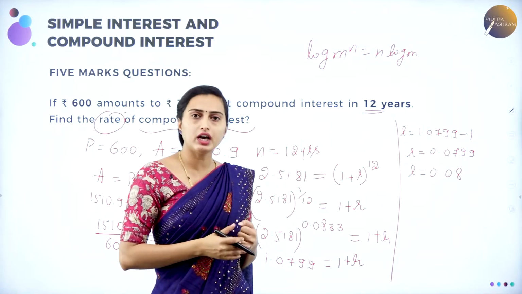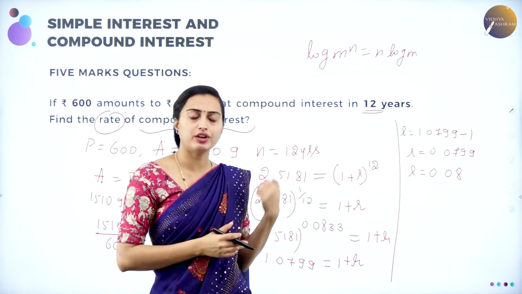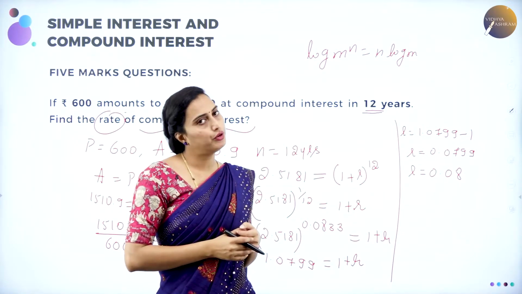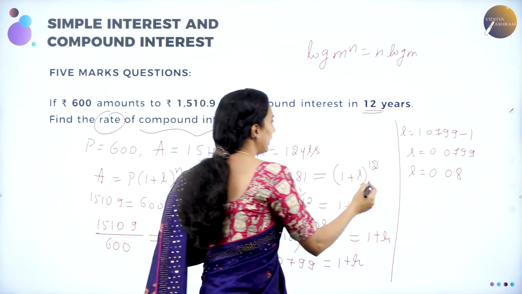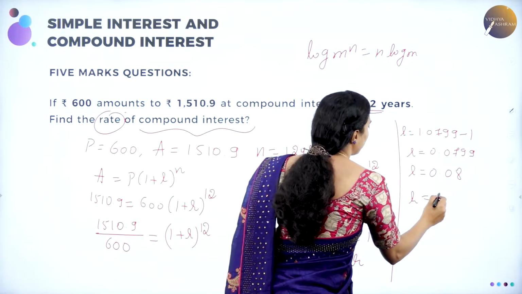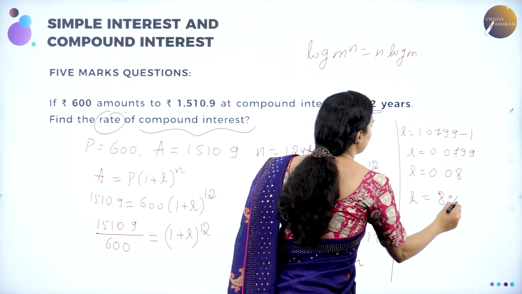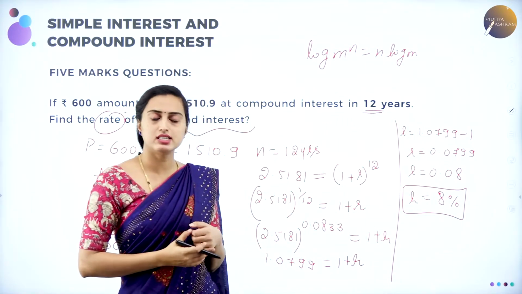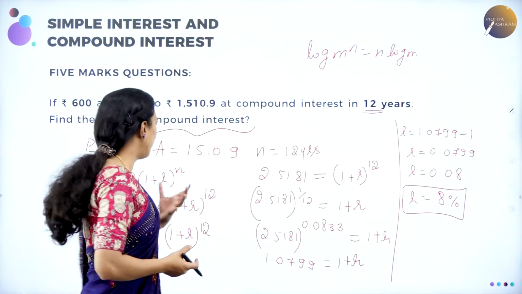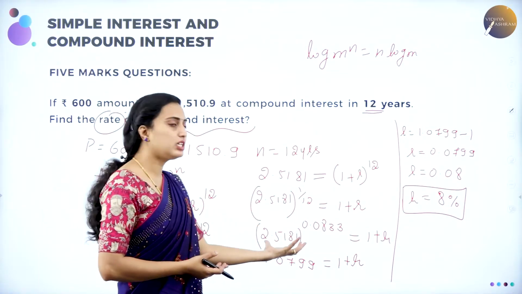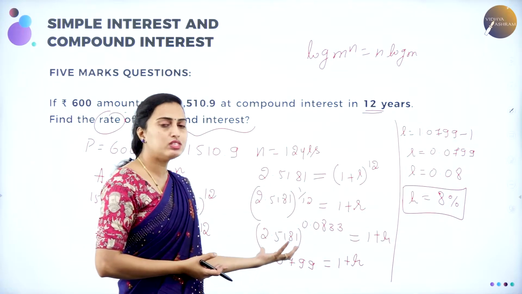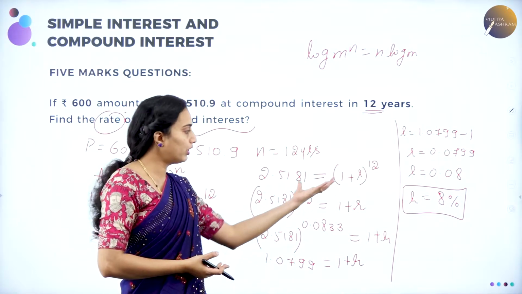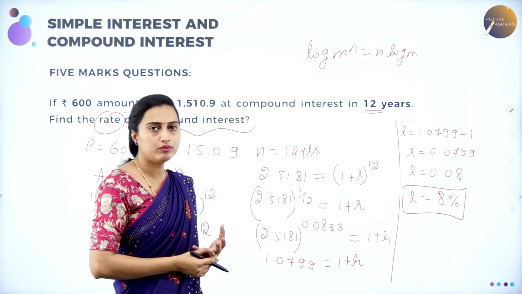Now I want to convert r into percentage. What do I need to do? Into 100 you are going to multiply. So what is the answer you are getting? Into 100 means r will be equal to 8%. That's what they have asked you to find out, the rate of interest. That's it, dear students. Is that easier? So by using the formula, by using the calculator, or by using the logarithmic table, you can calculate this one. Understood? Okay.